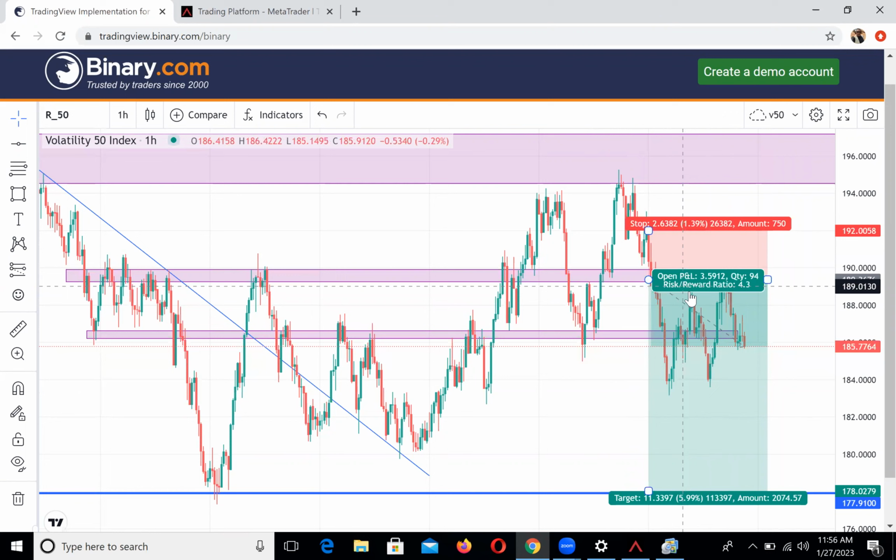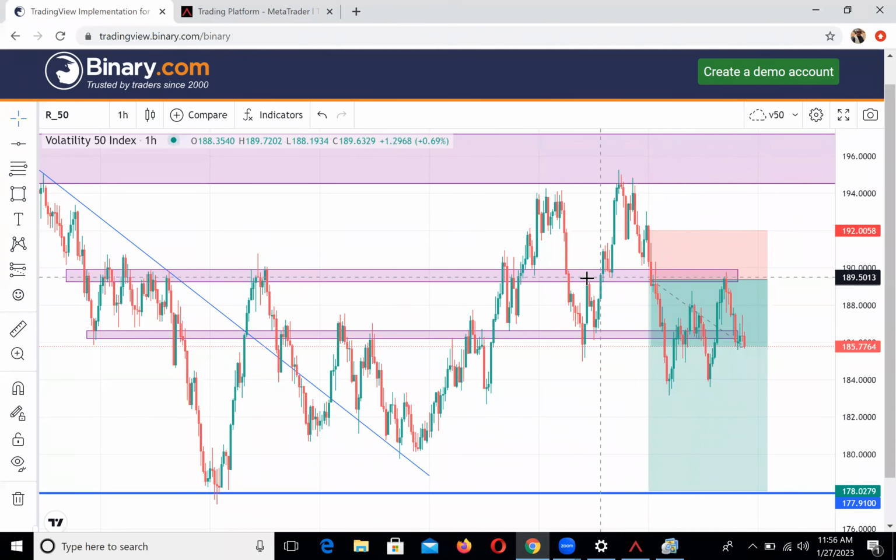This place was another place some people would have entered sell, but no. I was not sure. I saw it here, but I was not convinced. I wanted price to do a pullback to this pink line here to give me a trigger to start selling.